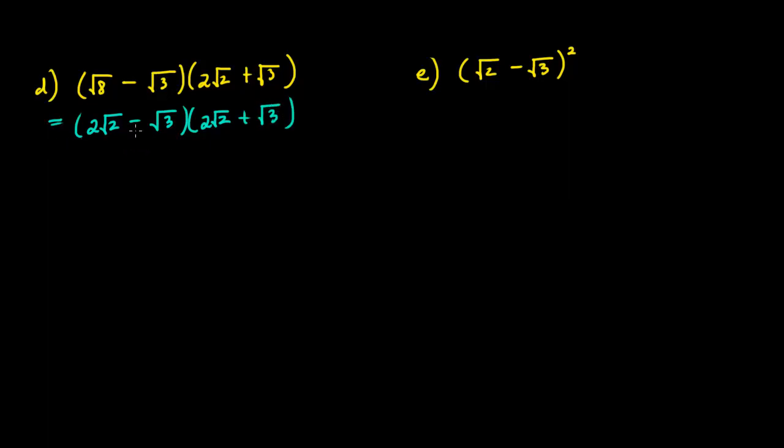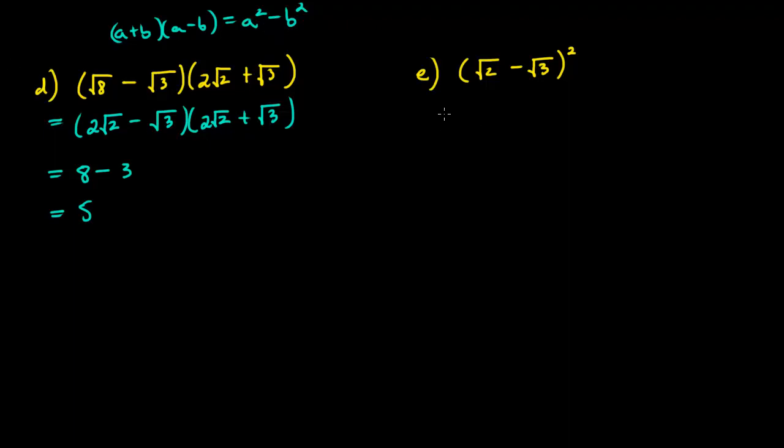Now we could expand this using FOIL, but notice that it's in the form of a plus b times a minus b. So we're actually multiplying two conjugates here. So this is equal to a squared minus b squared. If I square 2 root 2, I get 2 squared times root 2 squared, which is 8. And I have to subtract from that root 3 squared, which is just 3. So this is equal to 8 minus 3, which is 5. If you have a product like this and you see that you're multiplying two conjugates, it's faster to identify that it just expands to a difference of squares.